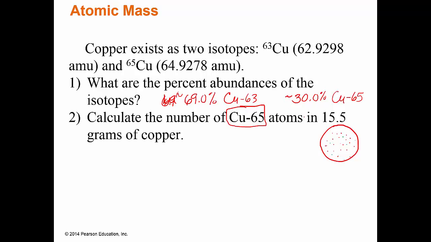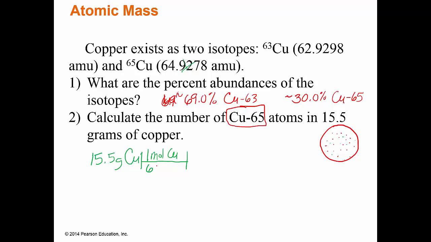But this is saying it's 15.5 grams of copper. So this is of actual copper, not just of copper 65. So there's not a shortcut. You can't just use the mass. I can't just use this mass. That doesn't work for this because this mass has copper 63 also in it. So you're just going to have to use the molar mass of copper from the periodic table.